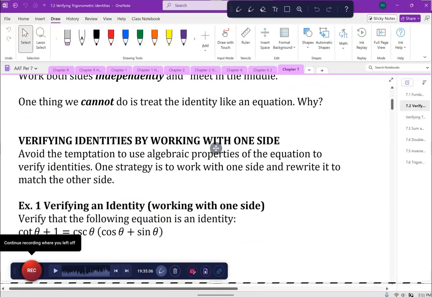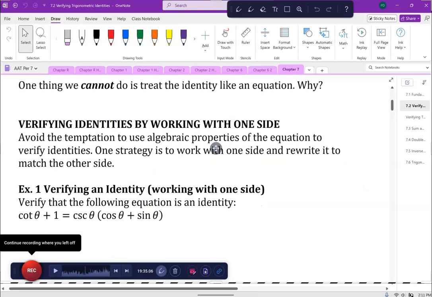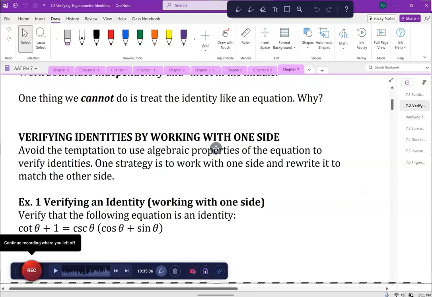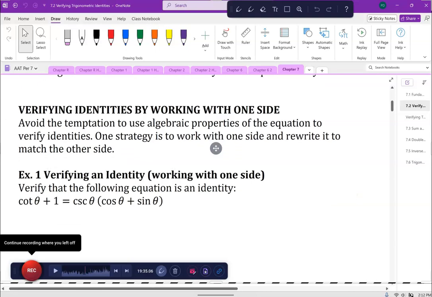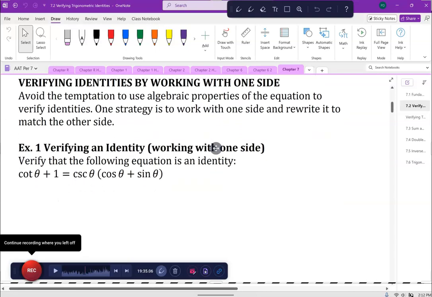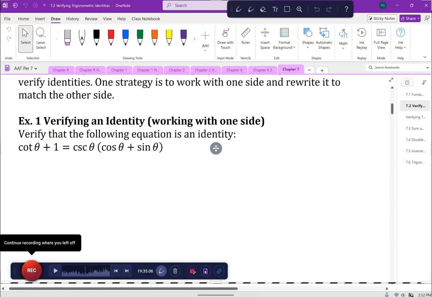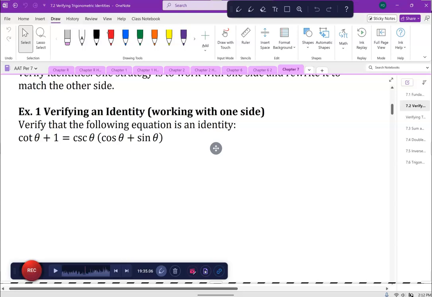So, verifying identities by working on one side. That's what we're going to focus on today. Avoid the temptation to use algebraic properties of the equation to verify identities, meaning you can't move stuff left and right. We can't just say, well, I have a negative sign on the left, so I'm going to add it to both sides. We can't do that when we verify identities. One strategy is to work with one side and then rewrite it to match the other. We're going to jump around a little bit, but I'm going to try not to jump around too much.